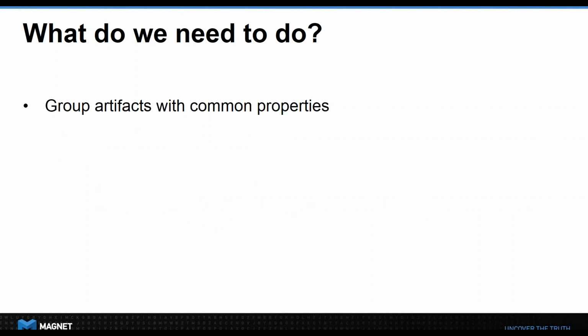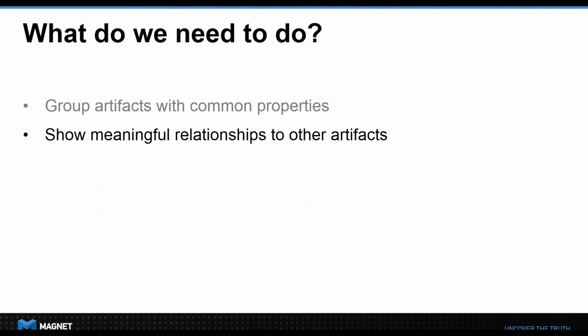So what do we want to do? We want to use rules-based methodology, so steering away from anything that isn't rules-based, to group artifacts that share common properties. And the whole goal of sharing those common properties is to give meaningful relationships to other artifacts. So those shared properties could include, let's say, the file name or file path. And then based on that, we can say facts.